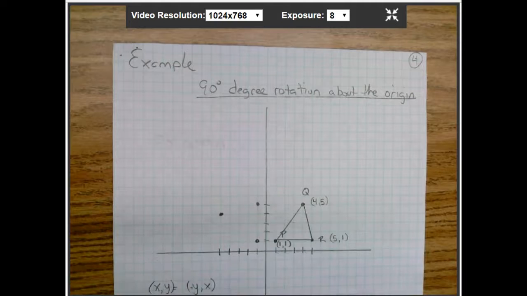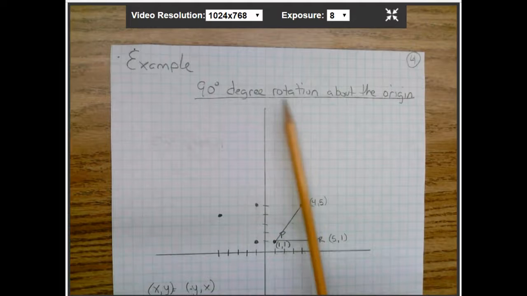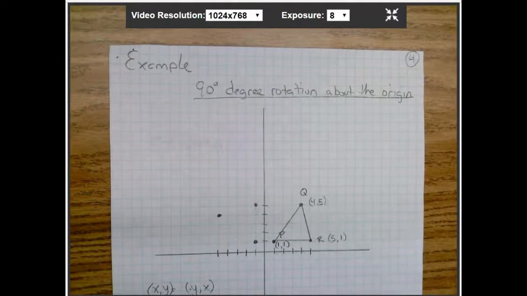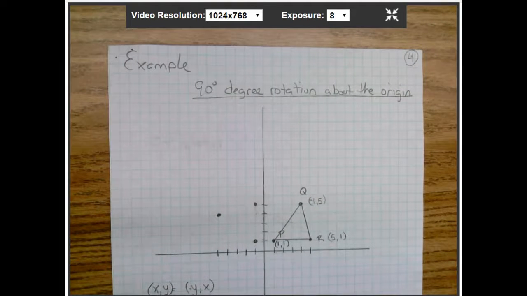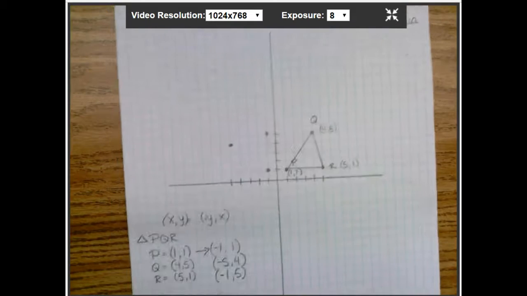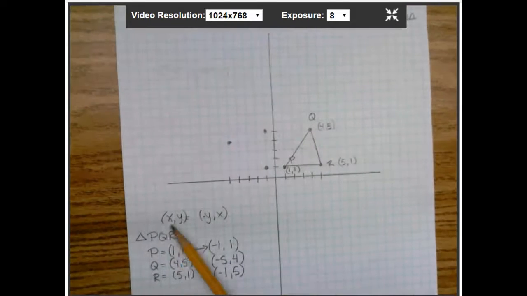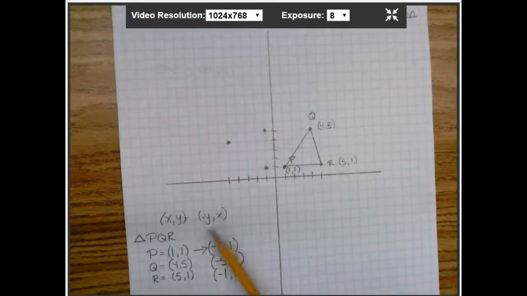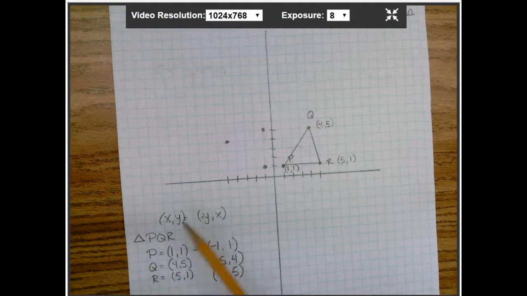So I'm going to give an example of one of these rotations around the origin that I was talking about in the notes. And here is one, a 90 degree rotation about the origin. So again, we have to remember what is the function that we use. And if we see it on here, the function is whatever your points are, x, y, you then switch the points and then y times negative 1.